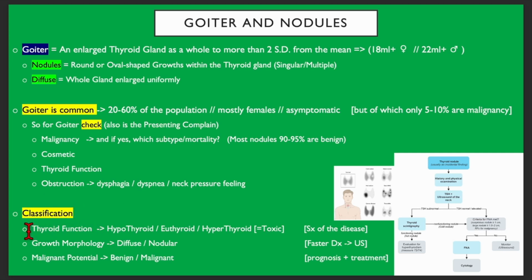How to classify the goiter? You can classify it based on function. So you have euthyroid goiter, which means normal, and then hyperthyroid goiter or hypothyroid goiter. These are classified based on the symptoms and laboratory findings of the disease. You can classify it based on morphology. We said diffuse and nodular. This is going to help us direct the diagnosis basically. We can use the ultrasound and try to find which pathology it actually is. And then finally, we can classify them based on their malignant potential, so benign and malignant. This has to do with the prognosis and treatment.